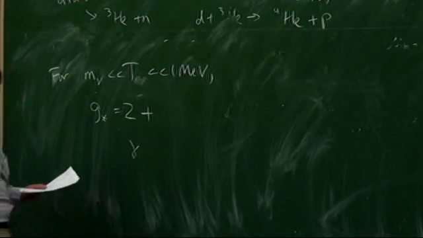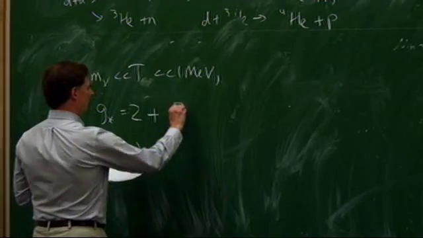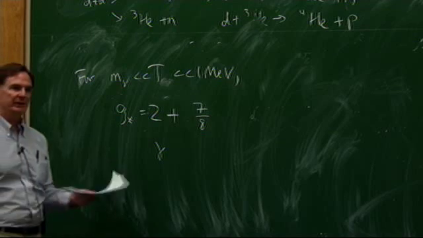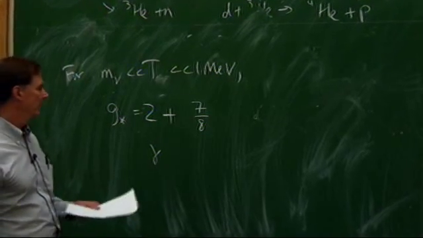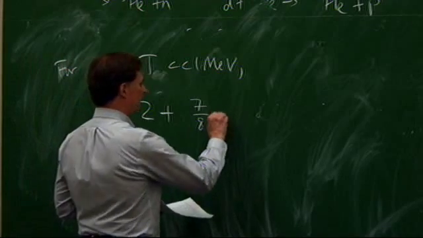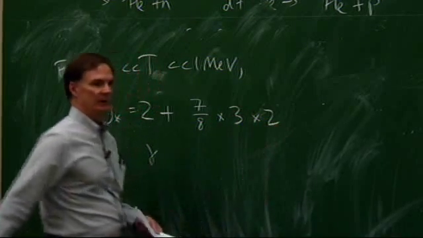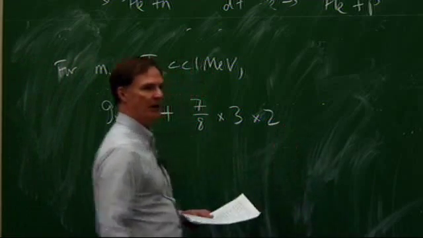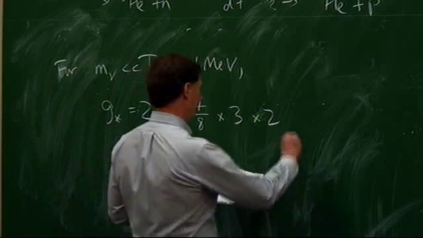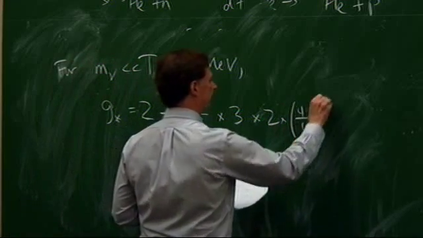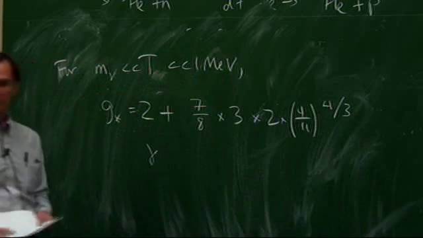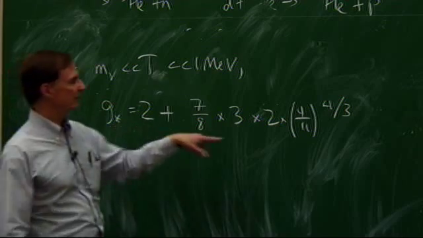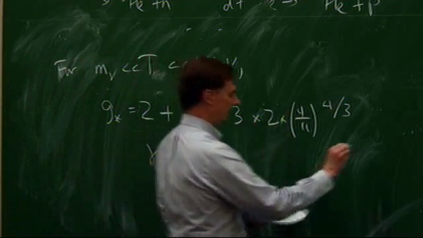So this is 2 for photons, and then we're below the electron mass, so the e plus e minus pairs have annihilated. The only abundant relativistic fermions are the neutrinos, so we get a factor of 7/8, times 3 flavors, times neutrino and antineutrino, 2 states, left-handed neutrino states. And there's (4/11) to the power of 4/3, because remember, this gets multiplied by temperature to the 4th, and the ratio of neutrino to photon temperature is 4/11.